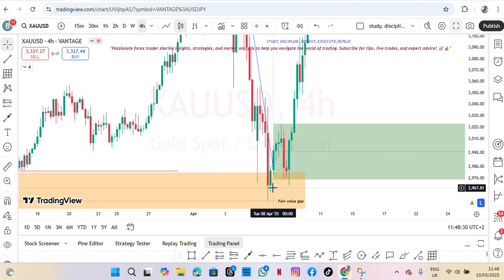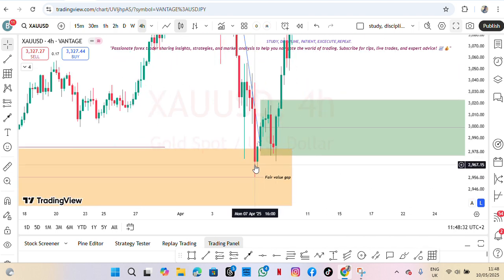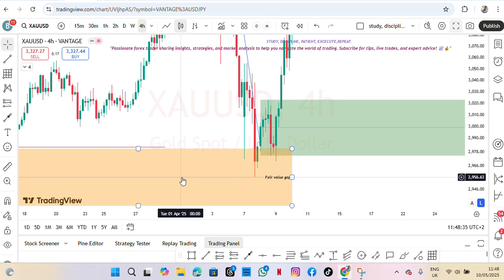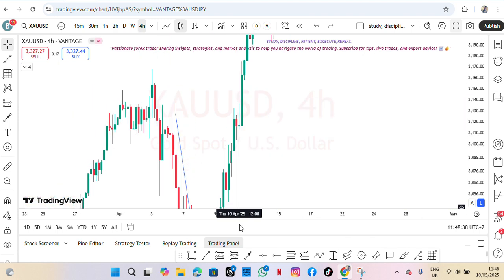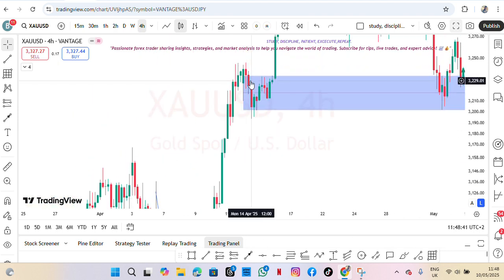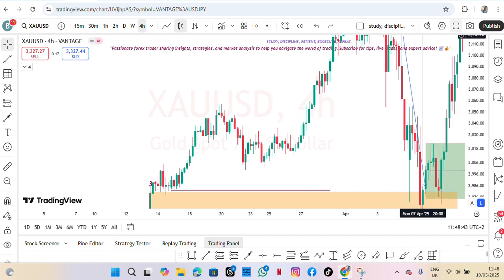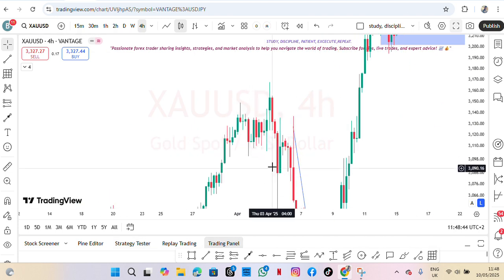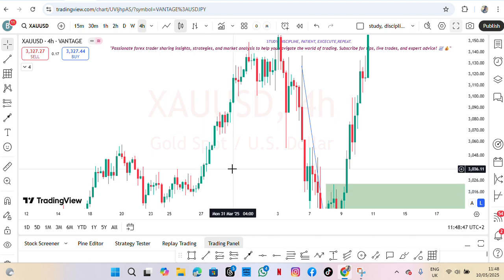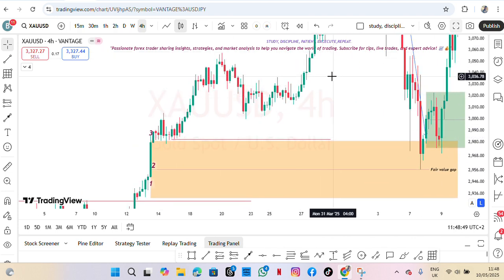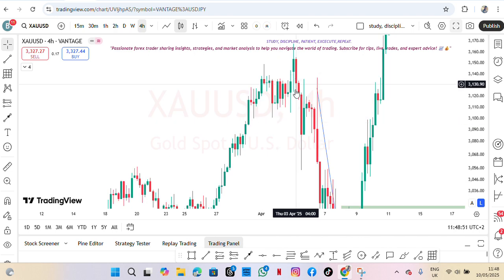So you can take your trade from here. After mitigating this level, you can take your buy from this level. Then you can ride the trend. You can see how high the trend goes. You can buy from here, but if you buy from here, it is better than when you buy from here.